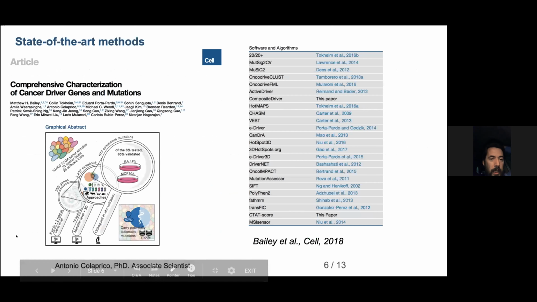So what has been done is the state-of-the-art methodology. Within TCGA, the Cancer Genome Atlas Research Network Consortium, we curated and collated 26 tools, in this paper from Bailey et al. in Cell 2018. Together with the TCGA PanCancer Atlas team, we obtained a consensus list of 299 genes using classical methodology like 20/20, MutSig, OncodriveFML. These are classical tools that use, for example, mutation or copy number to identify cancer driver genes.